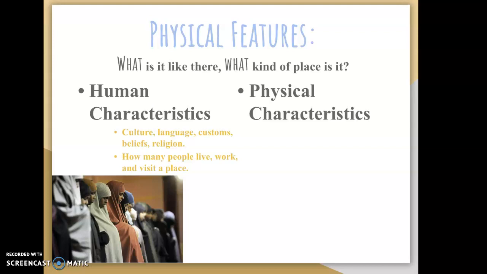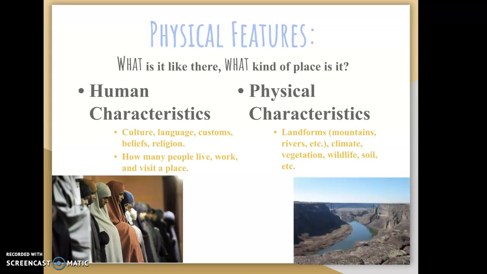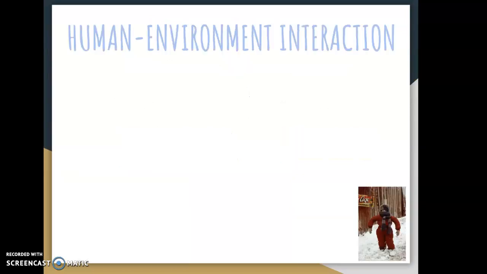And the second characteristic is physical. What does the place actually look like? Does it have mountains? Does it have rivers? What's the climate like? Is there vegetation, wildlife? What's the soil like? So that's anything, like I said, from a forest to a river. So we have human characteristics and physical characteristics for the physical features theme of geography. Next is human environment interaction.